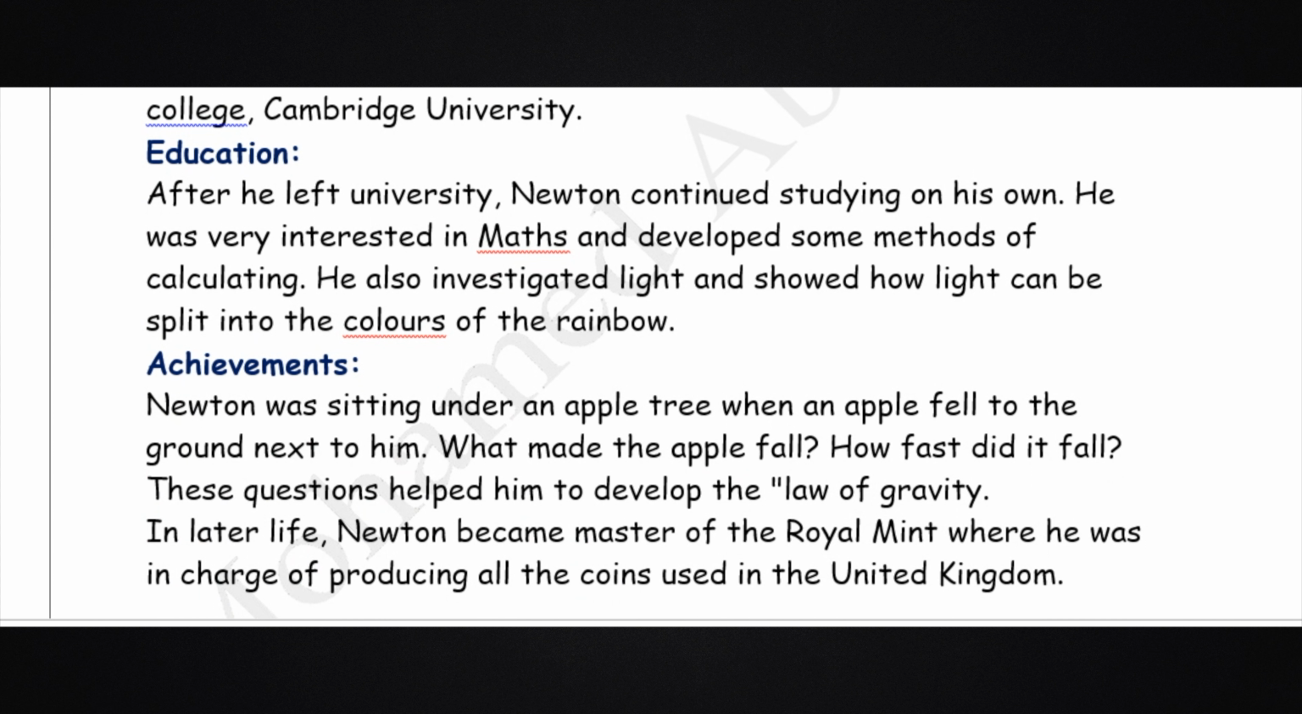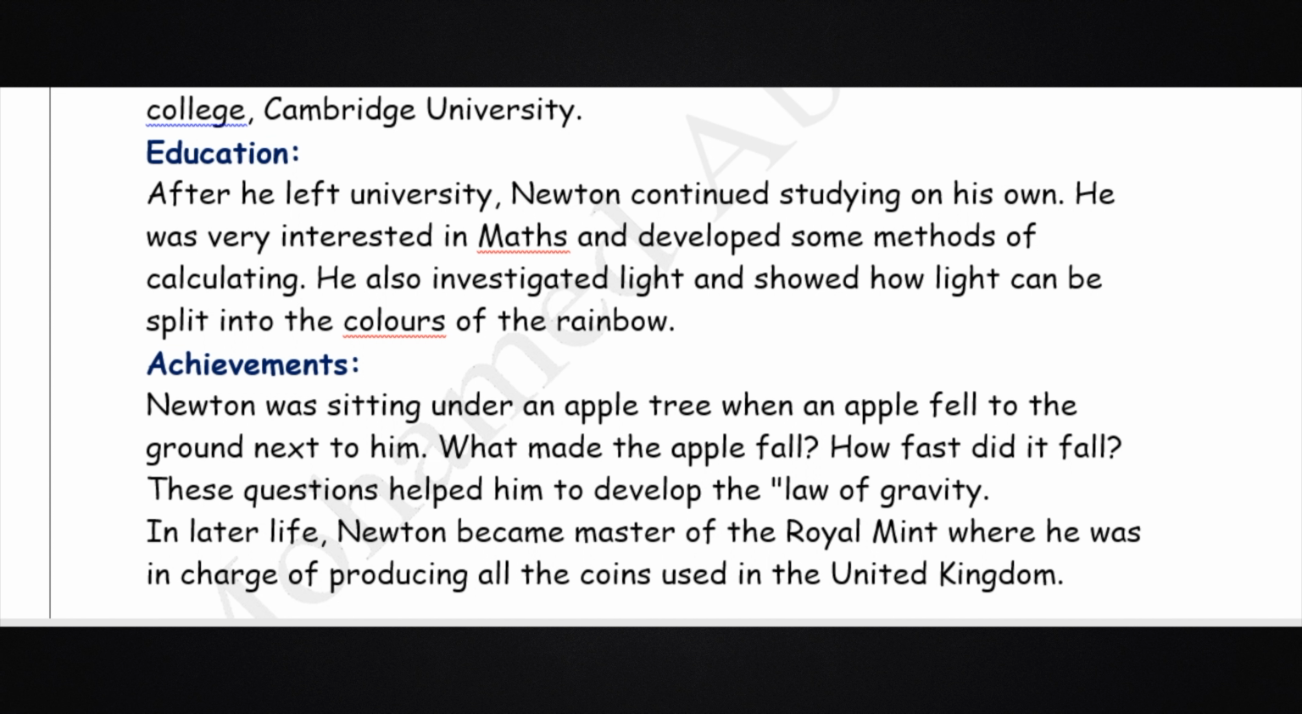Newton was sitting under an apple tree when an apple fell to the ground next to him. What made the apple fall? How fast did it fall? These questions helped him to develop the law of gravity. In later life, Newton became master of the Royal Mint, where he was in charge of producing all the coins used in the United Kingdom. Now I'm done with the 3 subheadings and the 3 body paragraphs.